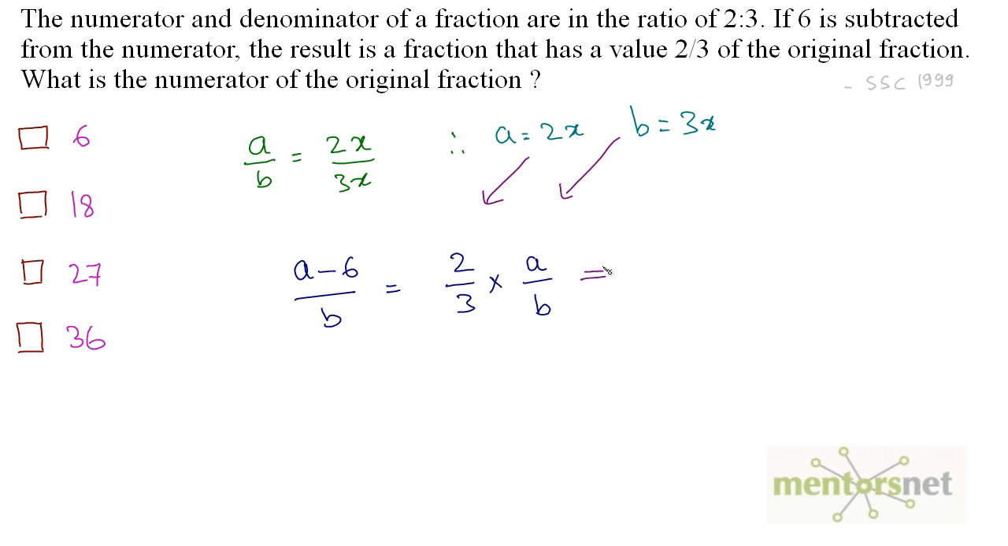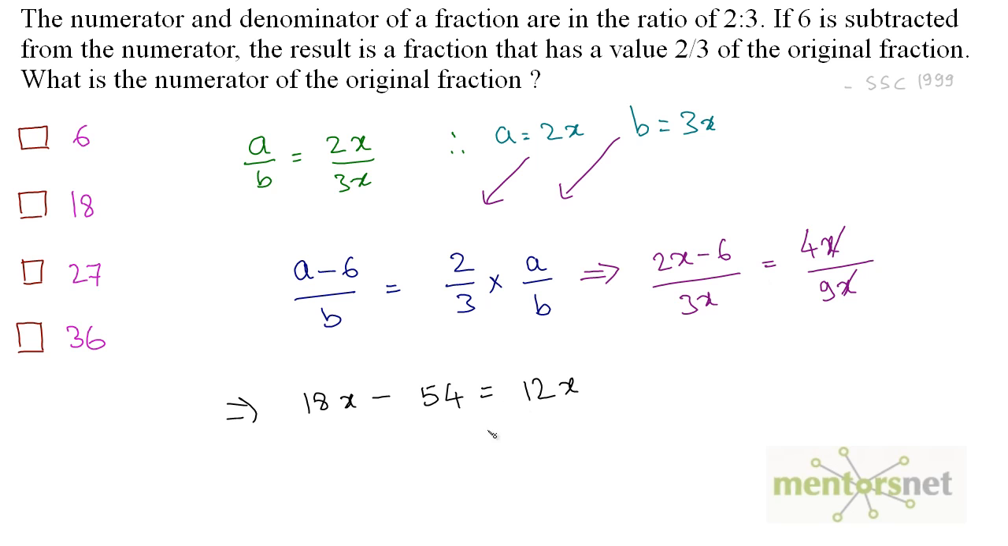So a is 2x, so this gets us 2x minus 6 upon b, which is 3x, is equal to twice of a. Twice of 2x is 4x. So we have 4x divided by thrice of b. Thrice of 3x is equal to 9x. So x and x get cancelled out. The 9 moves to the left. So 9 2s are 18, 18x minus 6 9s are 54 is equal to 3 4s are 12, so 12x. Therefore, 18x minus 12x is 6x is equal to 54.